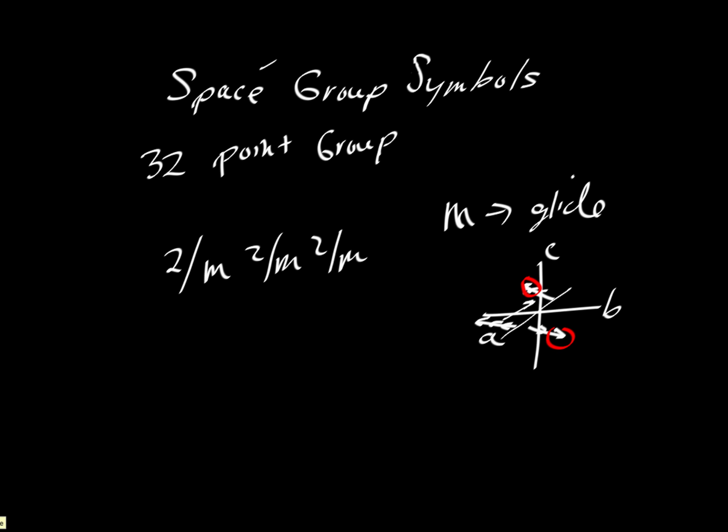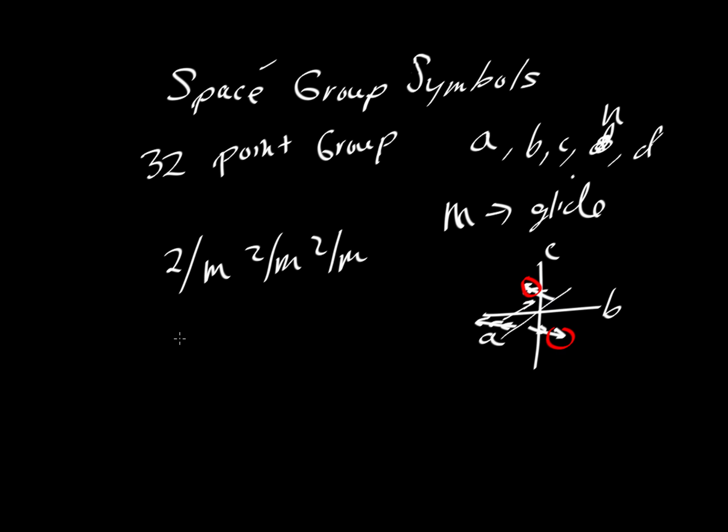So what would happen? Well, we have different kinds of glides. We have an A glide if the movement is along the A direction like we've just shown, or a B or a C or a diagonal glide or a diamond glide. Actually, diagonal is shown as an N. We use D for diamond.